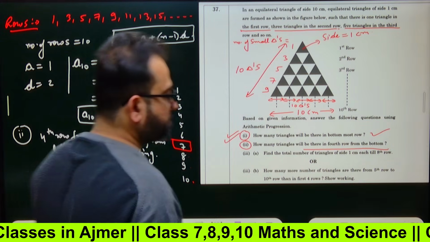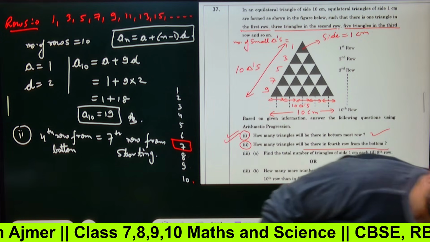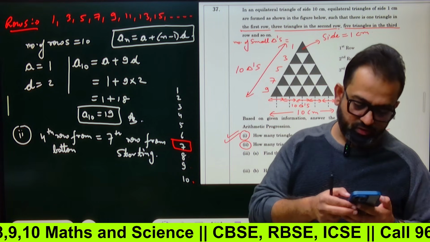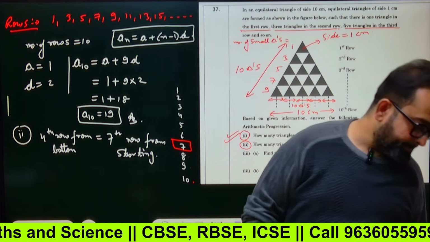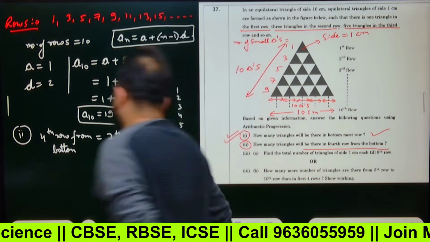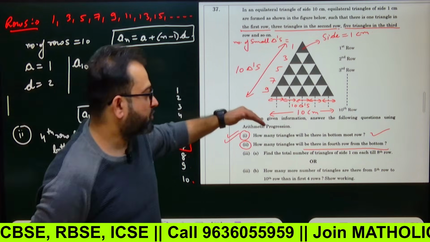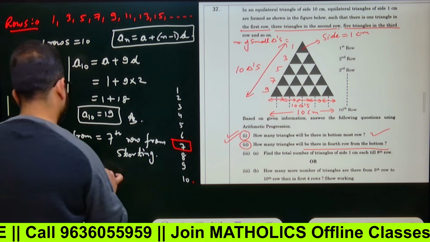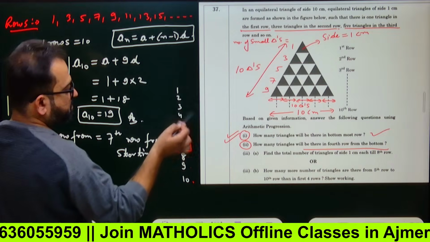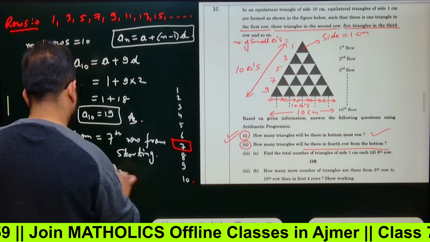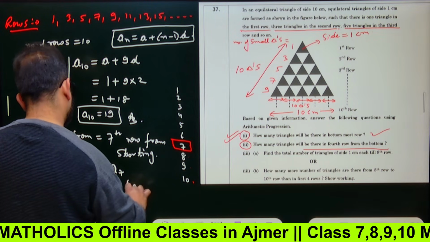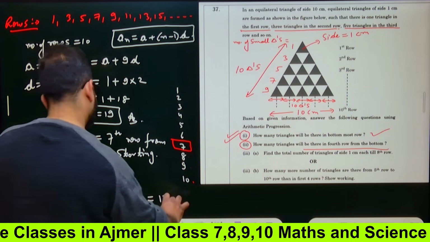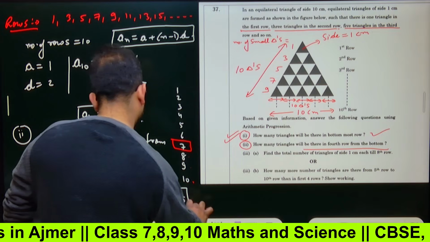See, the solutions for this on the internet just use the direct formula for the nth term. I am not going to make you memorize that. Fourth row from bottom, so 1, 2, 3, 4, seventh row from starting. That means A7. That means a plus 6d. What is a plus 6d? 1 plus 6 into 2, 1 plus 12, means 13 triangles. 13 triangles is the answer.